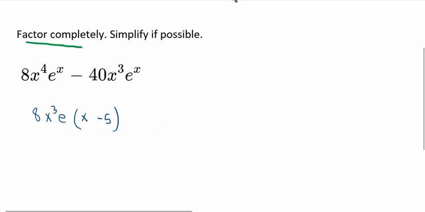So I believe I've factored completely, and I don't see any simplification possible in what I've got here. So as short as that was, this is a very important skill to have.